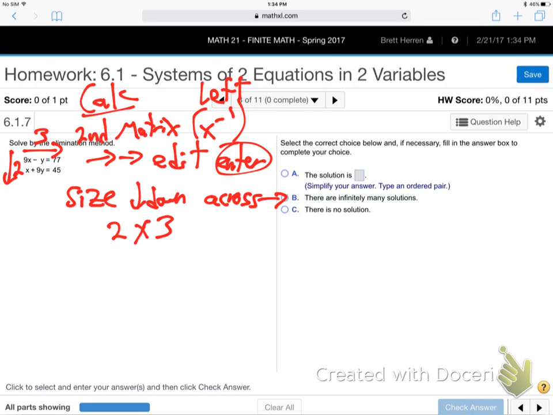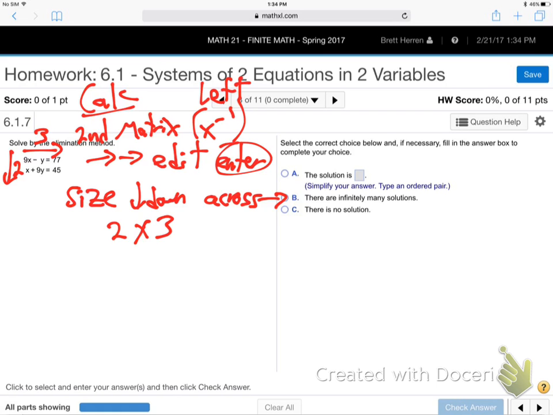So going back over to the TI screen, you want to go 2, enter, 3, enter. And it creates a 2 by 3 block. I've already got some numbers I previously put in there. But, you know, hit a 2 by 3 up there. 2 by 3.